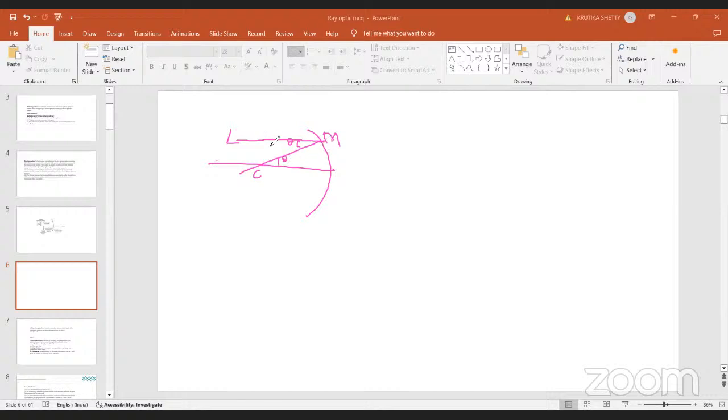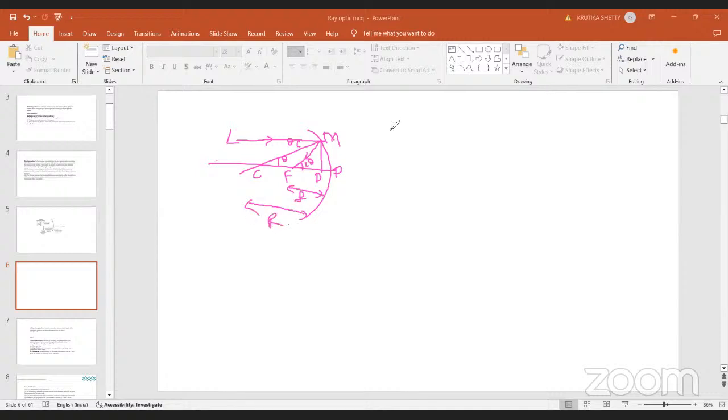Here this is the incident ray. The reflected ray is passing through the focus. And this angle is 2 theta. From M we are taking one perpendicular, that is D. This is our pole point. From the pole, the distance to the focus is called the focal length. From the center of curvature, the distance to the pole is called the radius of curvature.